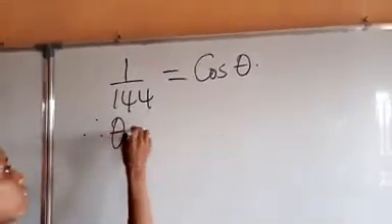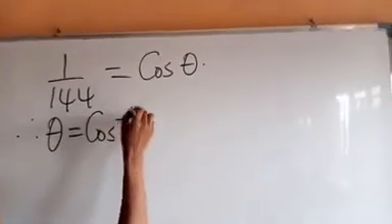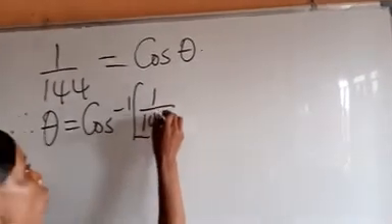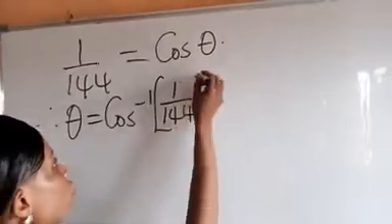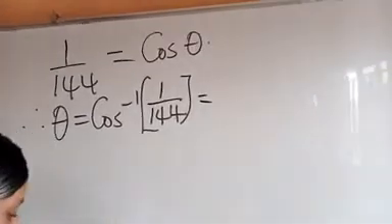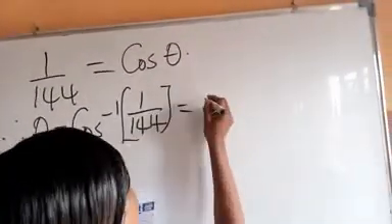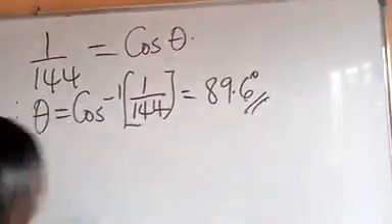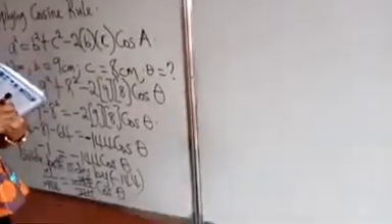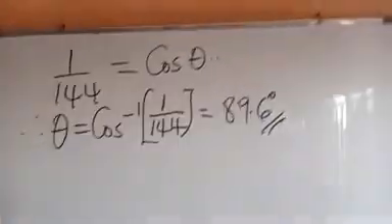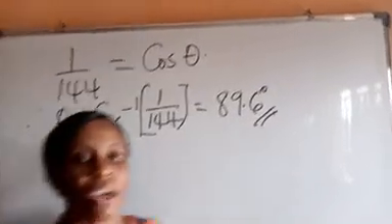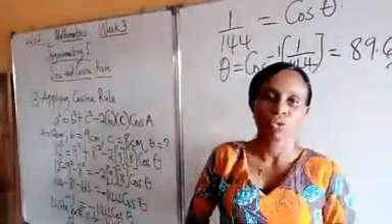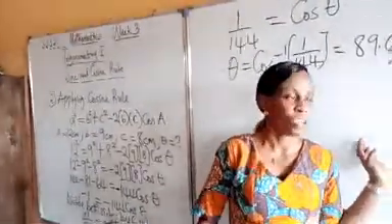Therefore, theta is equal to cos inverse, that is shift cos, of 1 over 144, which is equal to 89.6 degrees from our calculator. So theta in example 2 is 89.6 degrees. So with this, we have come to the end of the application of the sine and cosine rule to solving triangles. See you in our next class.